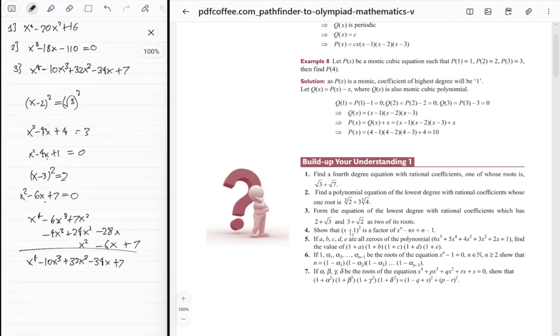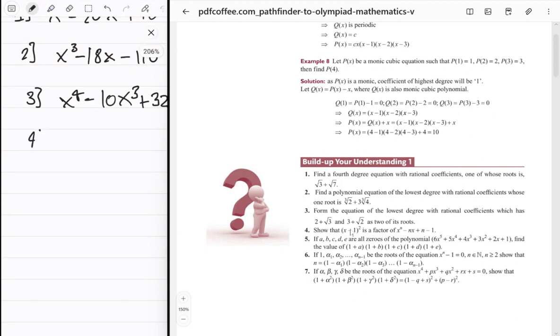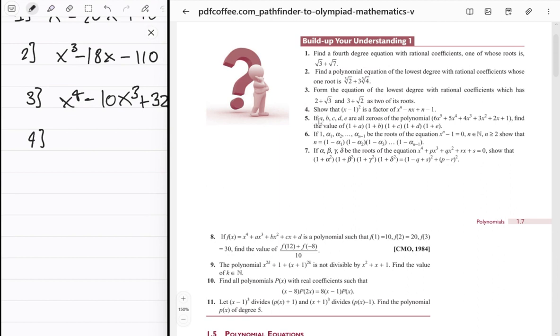Okay, next, fourth. I never thought that something like this would be time consuming, but it is. Show that this thing is a factor of that. So x minus 1 squared. Oh, just x minus 1 would be easy. Got x minus 1 squared. That's interesting. Okay, that's a factor of this guy.